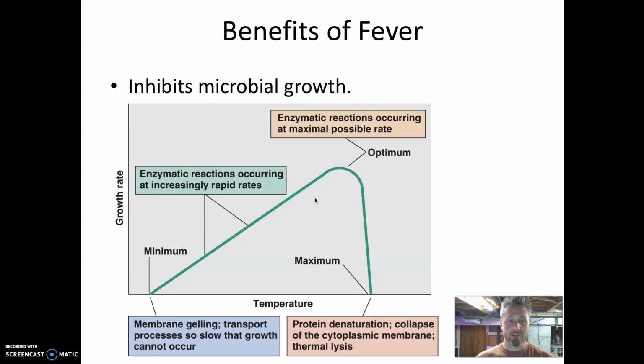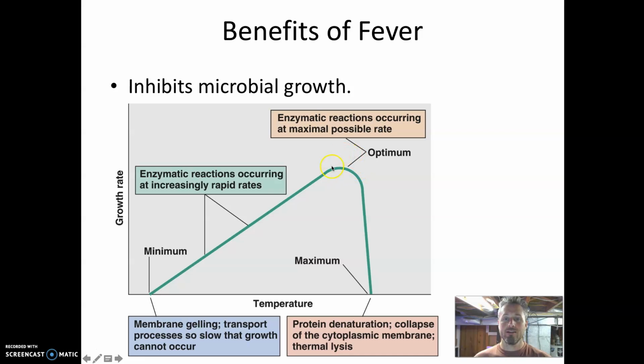So we have looked at this graph previously in our class. We've thought about the temperatures at which microbes grow best. And for most microbes that cause disease, this optimum, this maximum growth rate, is right around 37 degrees Celsius. And you can see that if you increase the temperature just a couple degrees, you can dramatically decrease the growth rate of a microorganism. So this is the number one benefit of fever.